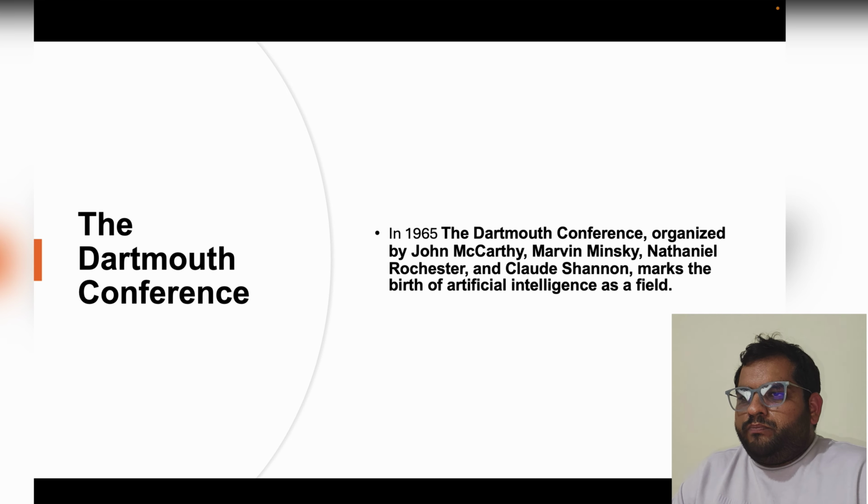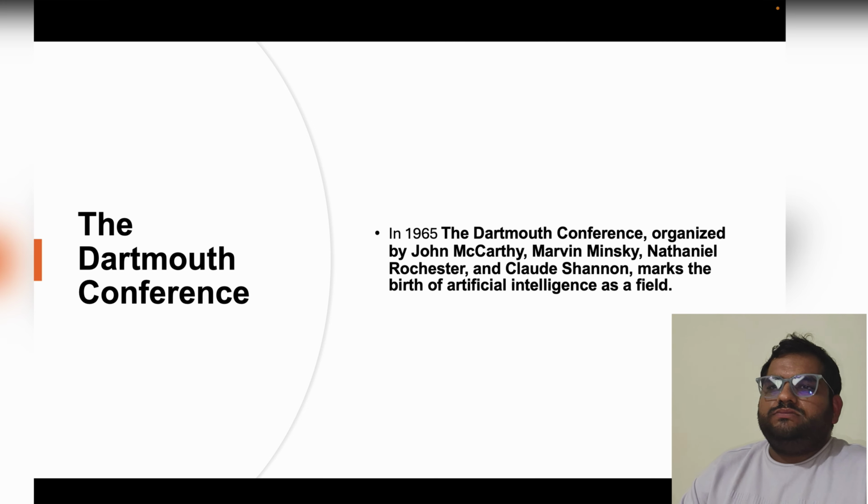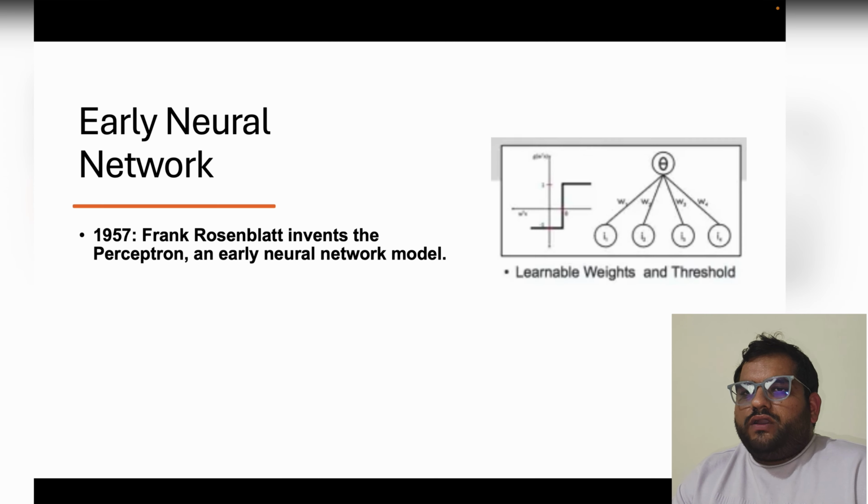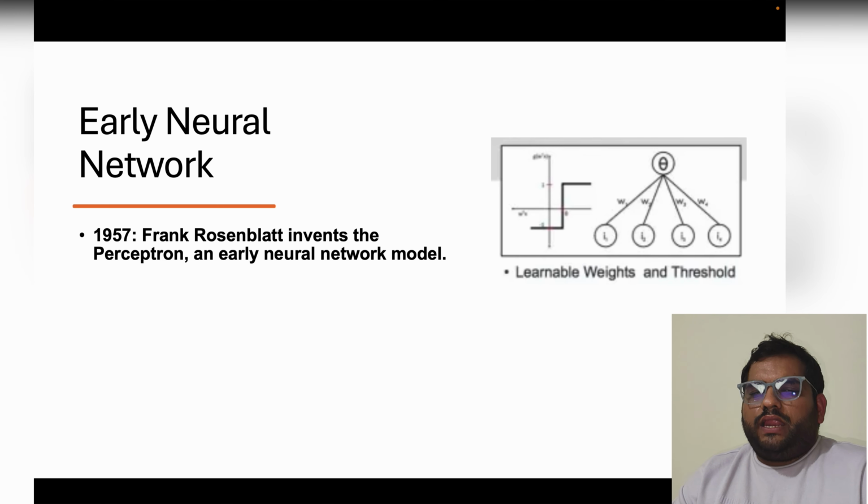So they were people who were doing research at those times, and most of them were mathematicians. After, in between, there was the early neural network, given by Frank Rosenblatt, who invented the perceptron, a very early neural network. A relatively similar image is given here, but not the exact one.